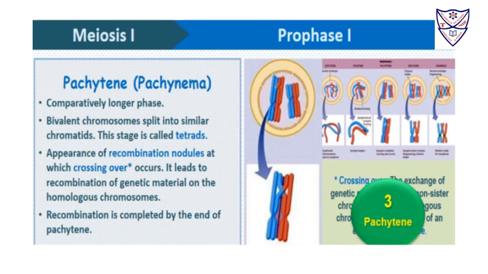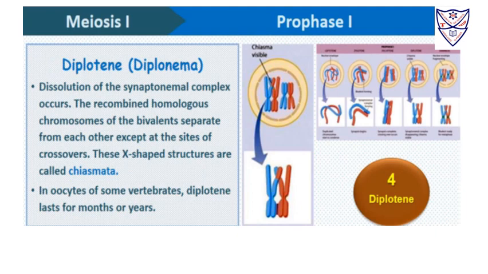Then we have diplotene. Here there is dissolution of the synaptonemal complex because synapsis has already occurred. The recombined homologous chromosomes of the bivalent separate from each other except at the sites of crossing over. This X-shaped structure is what is called the chiasmata. In the oocytes of some vertebrates, diplotene lasts for months or even years.